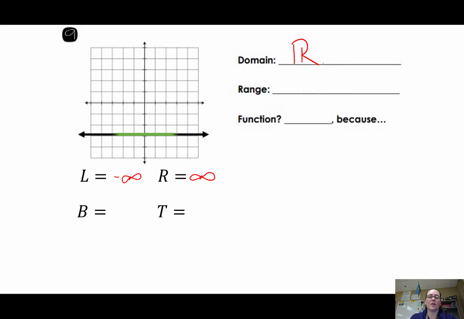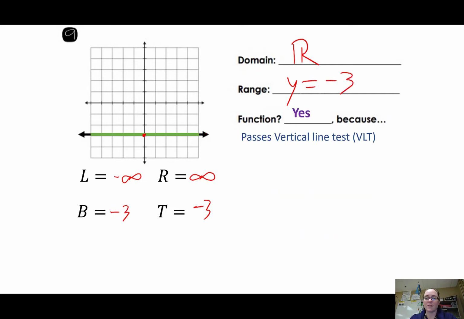Now, how far down do I go? The bottom of my graph is at -3. How far up? It stays at -3, right? So y is equal to -3. Is this a function? Yes. We'd pass the vertical line test. It doesn't matter where, I'm going to have a single point on every vertical line.